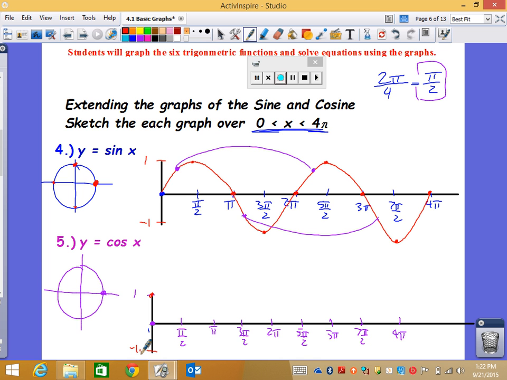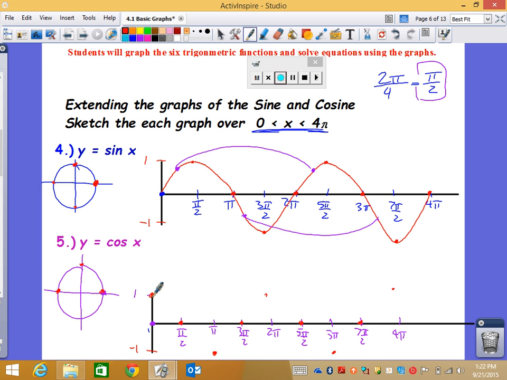Pi over 2 is straight up. Well, what is the x value there? Well, that's 0. The x value at pi, so on the other side of the circle, is negative 1. 3 pi over 2 is straight down with an x value of 0. And then 2 pi is right back where I started with an x value of 1. Then we go another time around the unit circle. 5 pi over 2 is straight up, so 0. 3 pi is straight to the left with an x value of negative 1. 7 pi over 2 is straight down. And then 4 pi is back where I started.